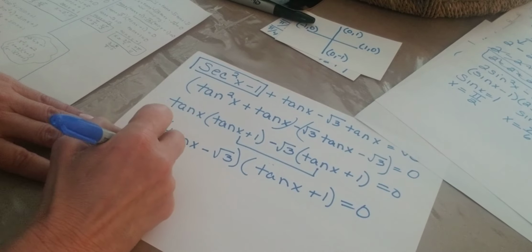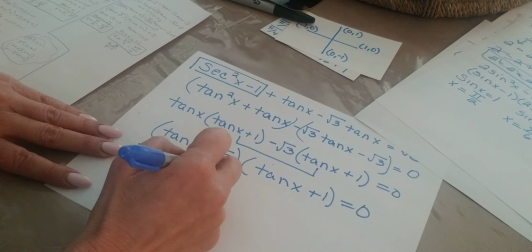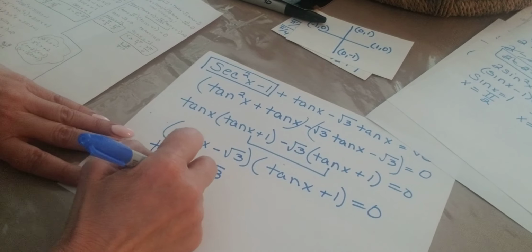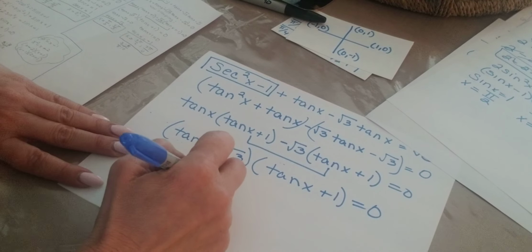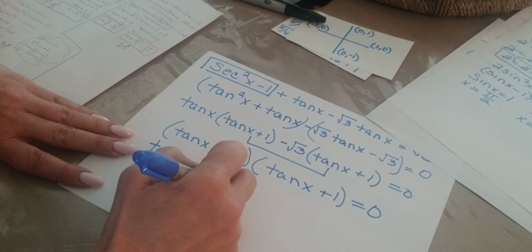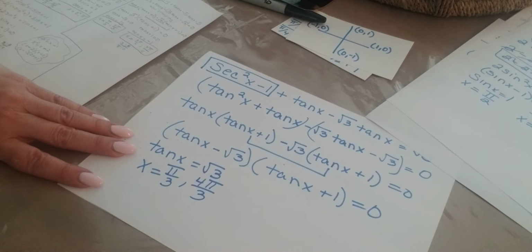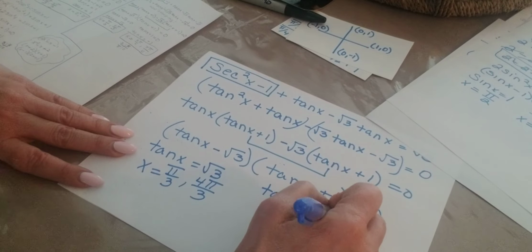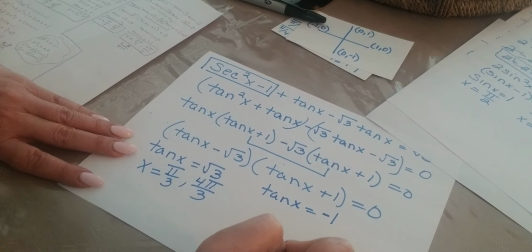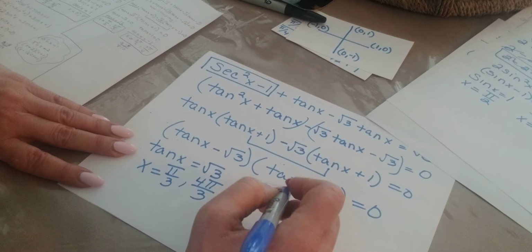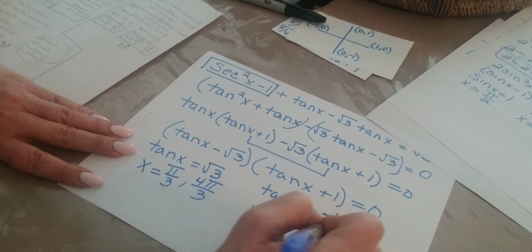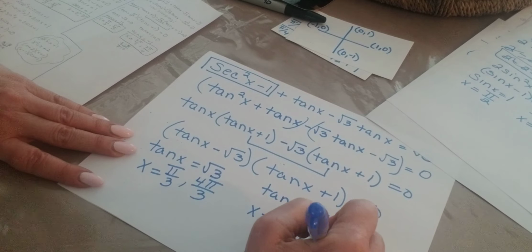Okay, this is going to be tan x equals radical 3. X is going to be pi over 3 in quadrant 1, and in quadrant 3, 4 pi over 3. Here I have tan x equals -1. Okay, tan is positive in 1 and 3, so we're looking for the negatives. So it's going to be 3 pi over 4 and 7 pi over 4.